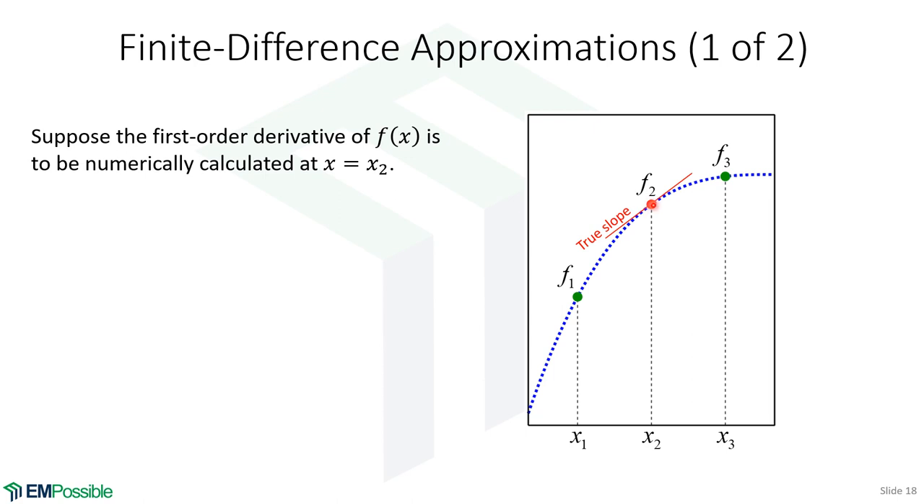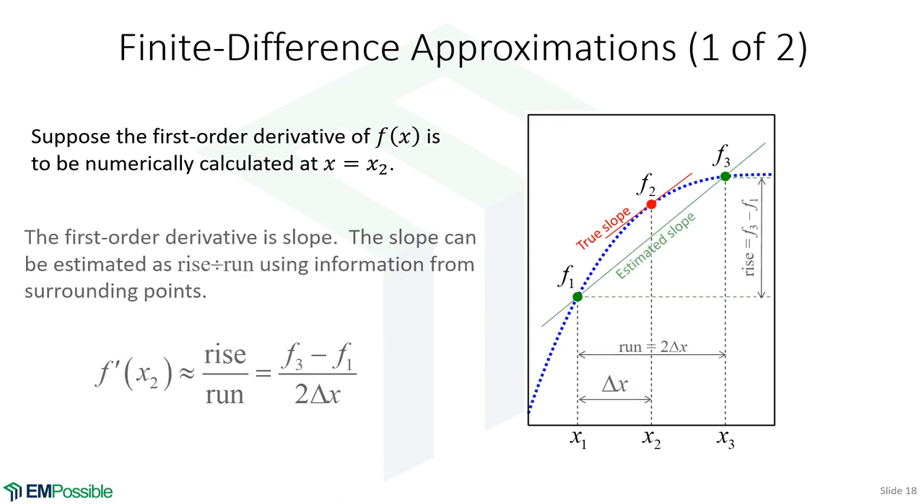Well, we know that the derivative is slope, and we can draw a tangent to the blue line, and we understand the true slope. However, remember, we don't really have access to this blue line. I'm just drawing this here for us to visualize what's going on. So, in fact, we can't really know the true slope. We have to somehow estimate that just from the information at these three points. So how on earth do we do that?